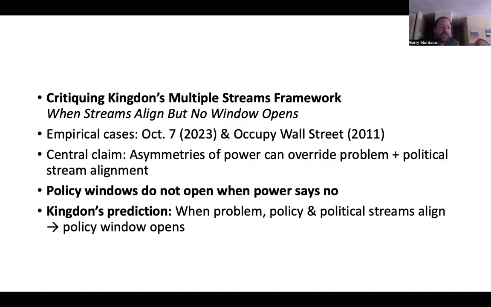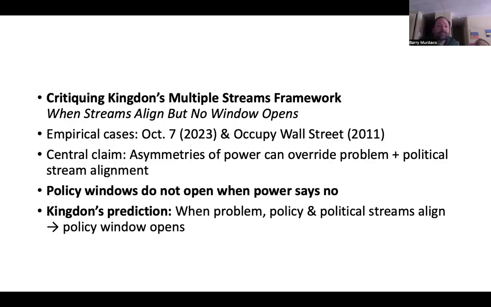But I'd like to give some empirical case examples to show where Kingdon's multiple streams framework breaks down. In other words, situations where you would expect the policy would change, but it isn't. And they use 2 very important events: October 7th, and especially its aftermath, as well as Occupy Wall Street, which goes all the way back to 2011. So the claim I'm making here is that asymmetries of power can override problem and political stream alignment.